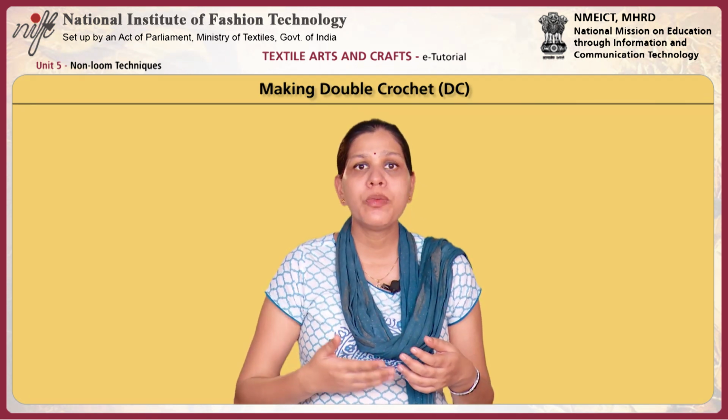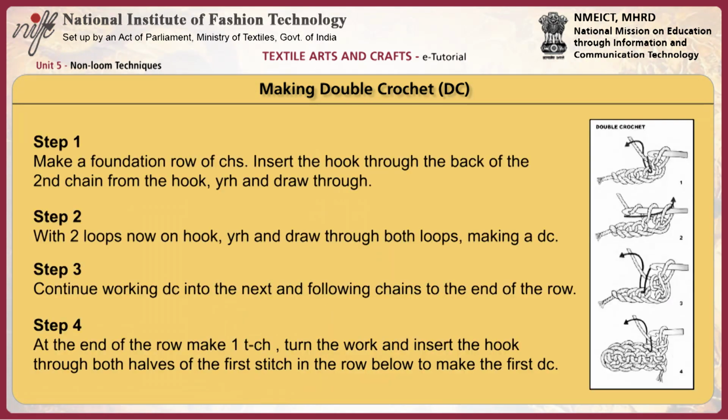Follow these steps to make a double crochet. First, make a foundation row of chains. Insert the hook through the back of the second chain from the hook, turn yarn around the hook and draw through. With 2 loops now on hook, yarn around the hook and draw through both loops, making a DC or double crochet. Continue working DC into the next and following chains to the end of the row.